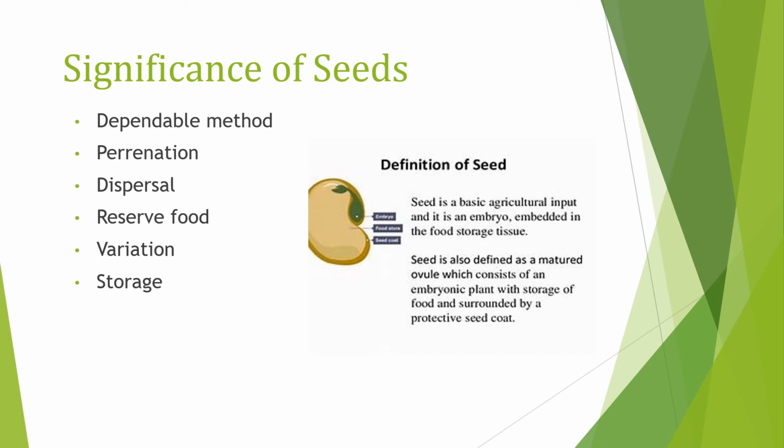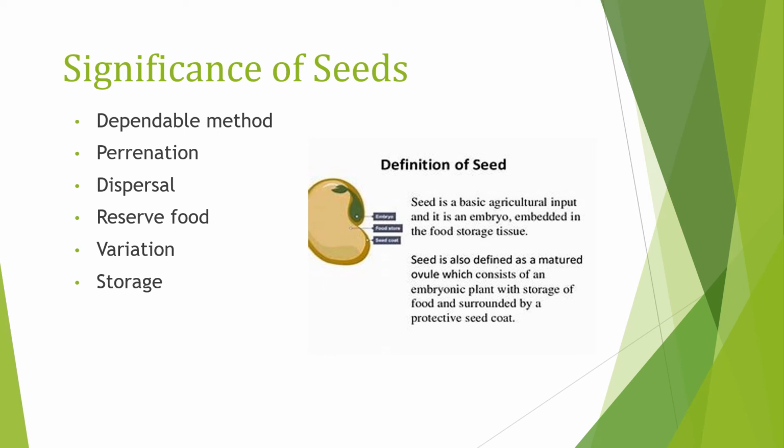Reserve food. Seeds contain reserved food for nourishing the young seedlings until they are capable of producing food on their own. Variation. Seeds are produced by sexual reproduction. Due to this, they carry a number of variations which helps them to adapt to different environmental conditions. And lastly, storage. Seeds have stored food supply throughout the year, especially during the unfavorable conditions.